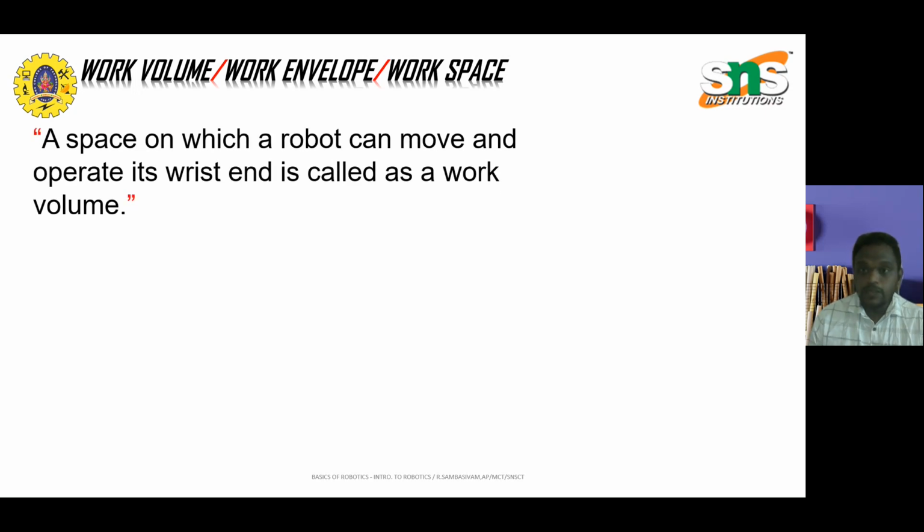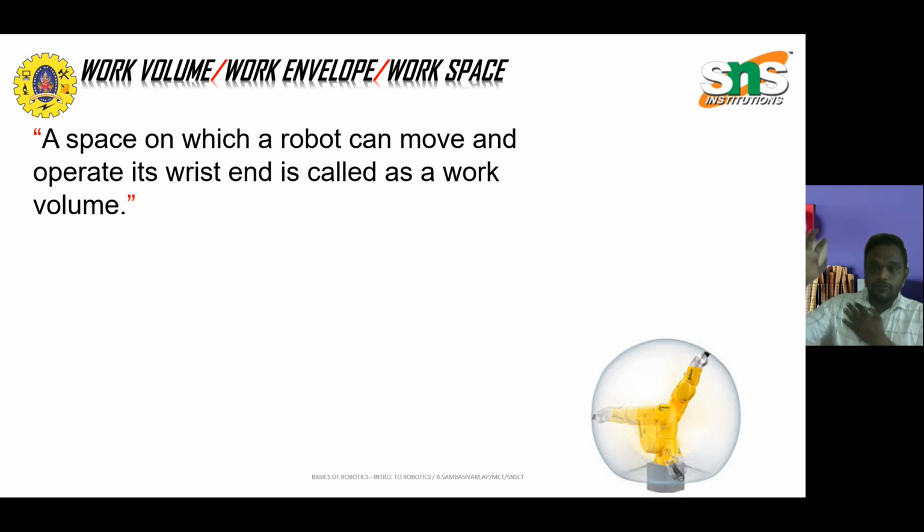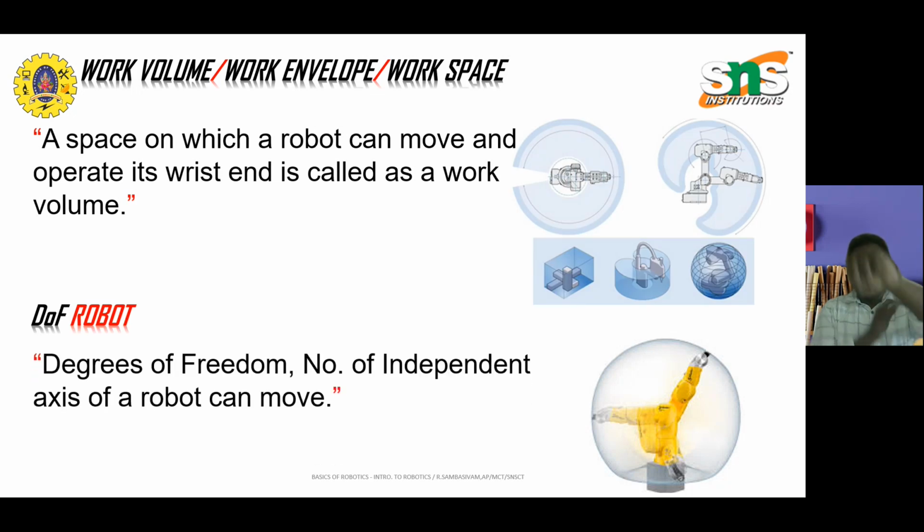Before going into the 5 types, there is an important key factor we have to understand, which is the work envelope. The work envelope is also called the workspace or work volume, where the robot can move around the table or the area to perform its specific task. If it is a manipulator, it can move within a certain area. This is the workspace, and where the hand can perform a certain task is the work volume. Similarly, degrees of freedom refers to the independent axes along which we can move without any interference or disturbance.